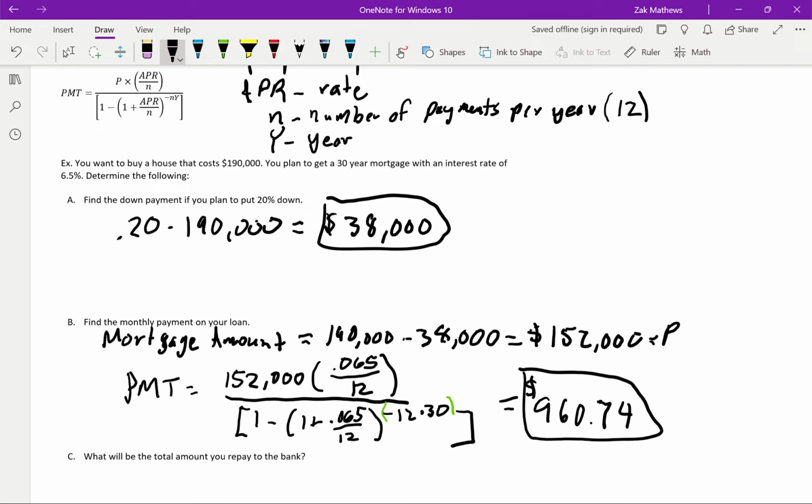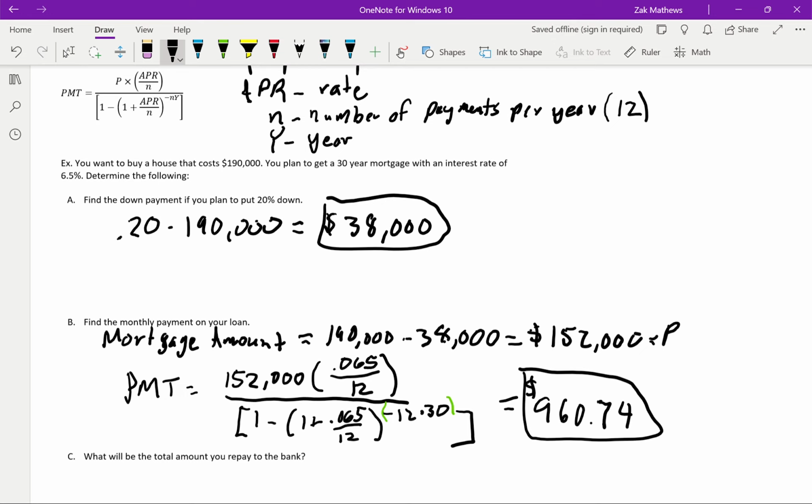So that will be my monthly payment, $960.74. So to buy this house under this plan, day one, I walk into closing, I put down $38,000 on the table. And then every month after that, for the next 30 years, I'm going to have to pay the bank $960.74.